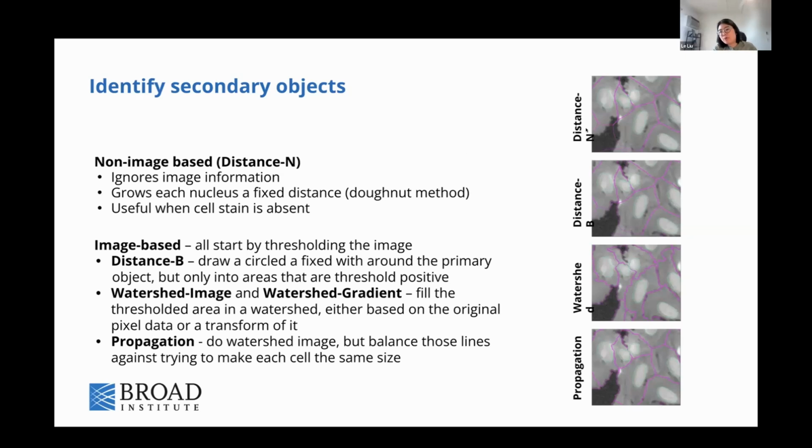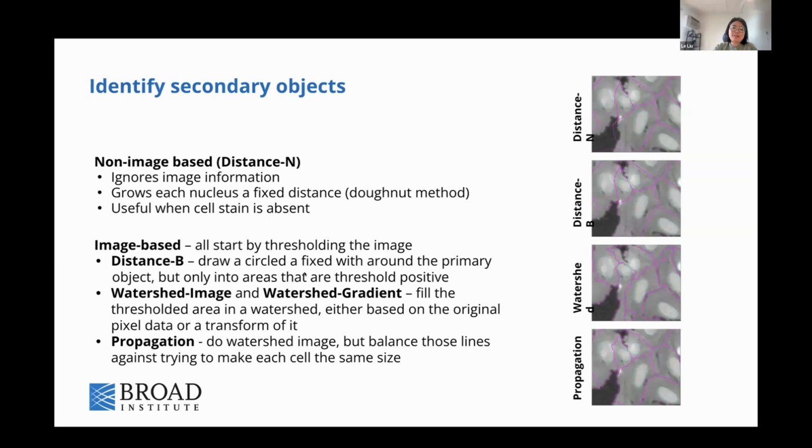So for example, here is a nuclei you identified, so it grows a fixed distance to get your membrane information. And it has the donut shape. It's particularly useful when you don't have cell stain in your samples.